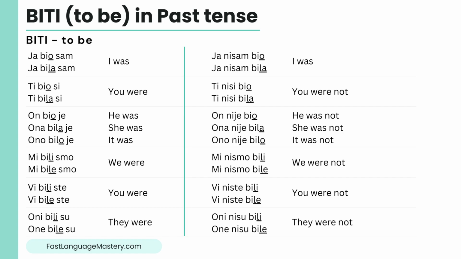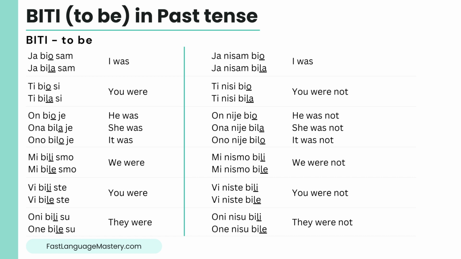Mi bili smo, bile smo, or mi smo bili, mi smo bile. We were. Vi bili ste, vi bile ste. Also, vi ste bili, you were. Oni bili su, oni bile su. They were. Or with negation.